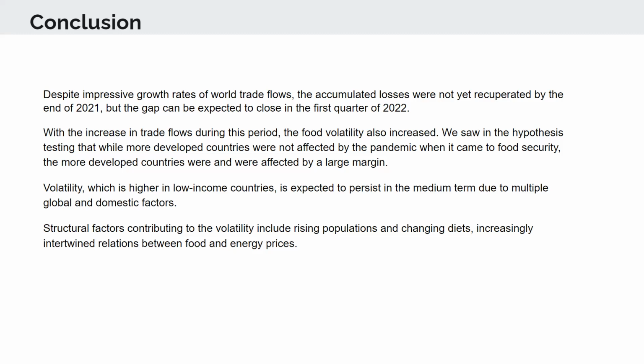We can also see that food was impacted to a much greater extent in many developed countries, though people were affected or not affected by the COVID. The volatility, which is higher in low income countries, is expected to persist in the medium term due to multiple global and domestic factors. Structural factors contributing to the volatility include rising population and change in diets, and increasingly intertwined relations between food and energy prices.